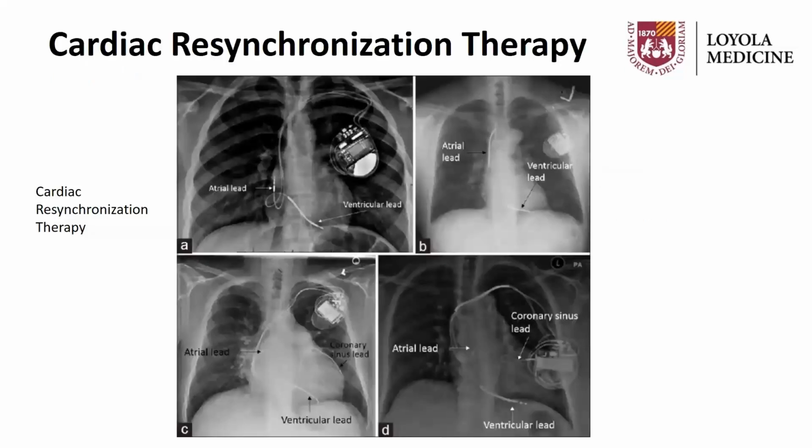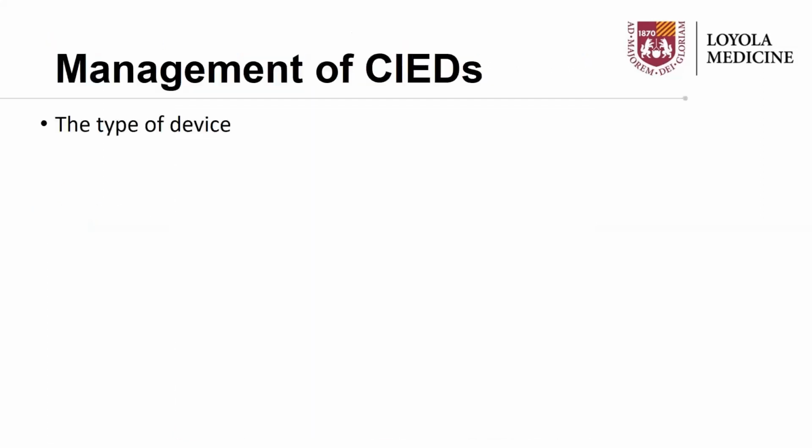And just for completion's sake, we also recognize devices for resynchronization therapies, which are pacemaker ICDs containing a visible lead in the coronary sinus overlying the epicardial surface, allowing stimulation of the left ventricle. In these images, the bottom right image is a nice one. You can see a clear coronary sinus lead in addition to the right atrial lead and the right ventricular lead as well. So what about management of these devices?